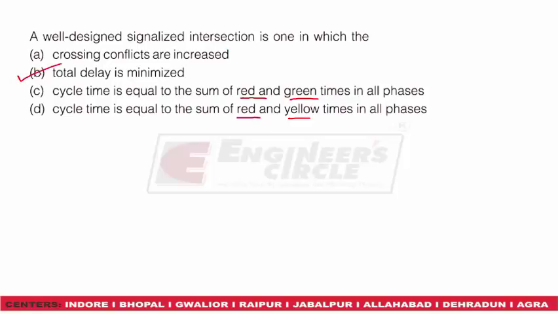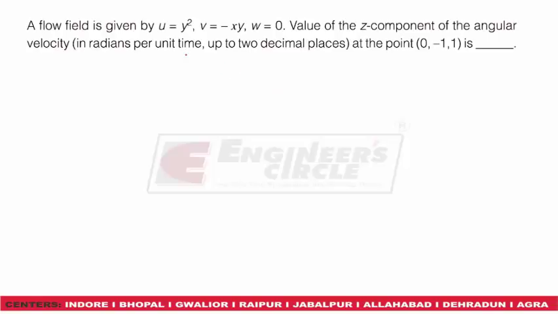The next question is, a flow field is given by U equal to y square, V equal to minus xy and W equal to 0. The value of Z component of angular velocity in radian per unit time up to 2 decimal place at the point 0, minus 1, 1 is. So we know that the angular velocity along Z direction, that is Z component, is given by omega Z equal to half. Since it is Z, we will move in circular direction. So Z, then X, then Y.